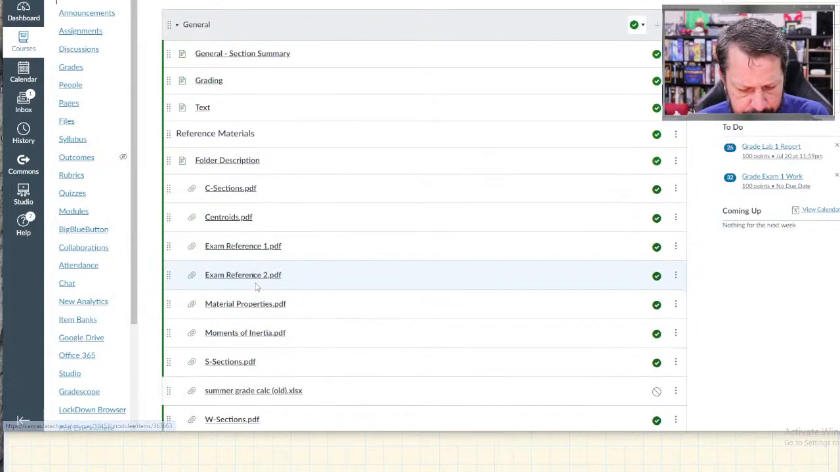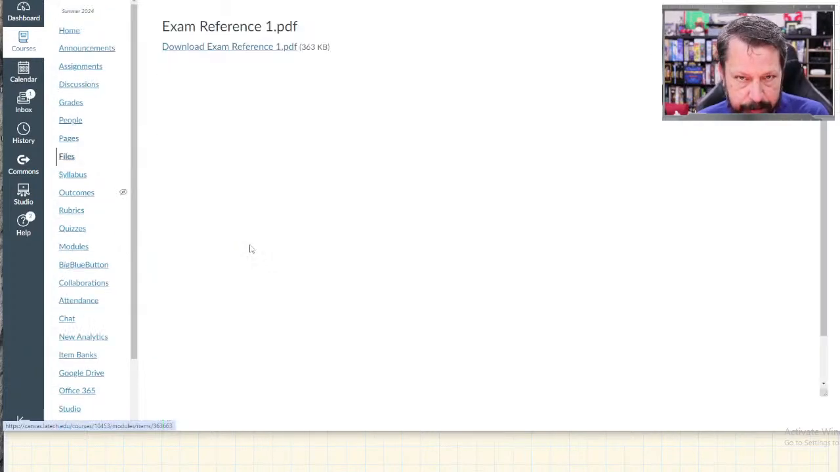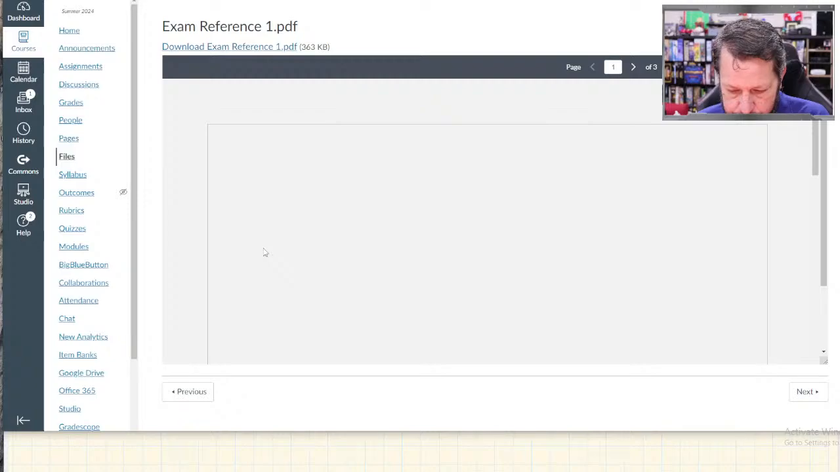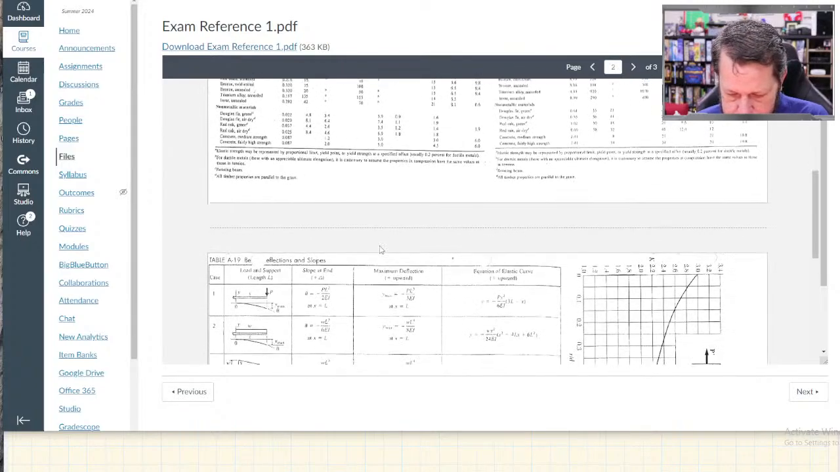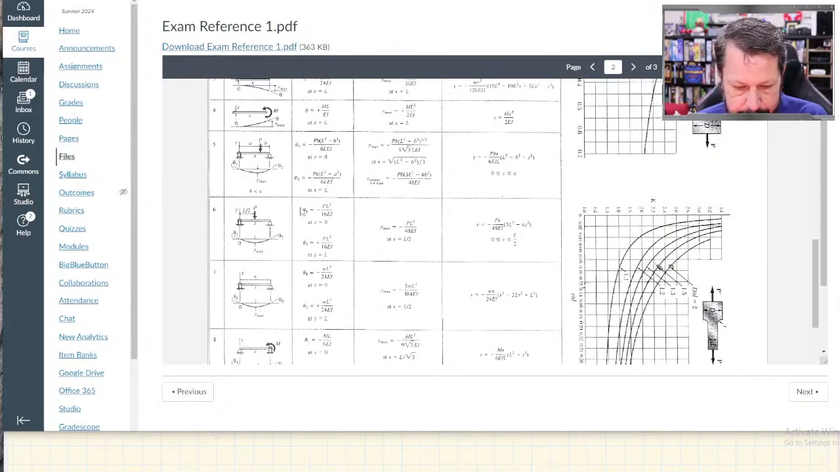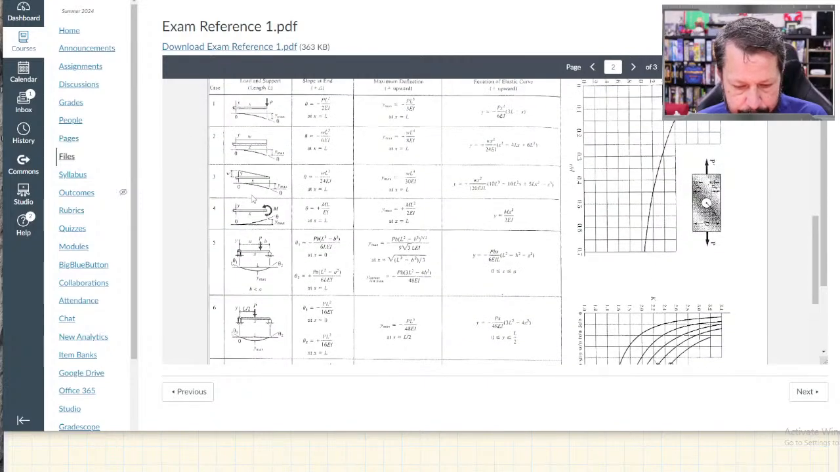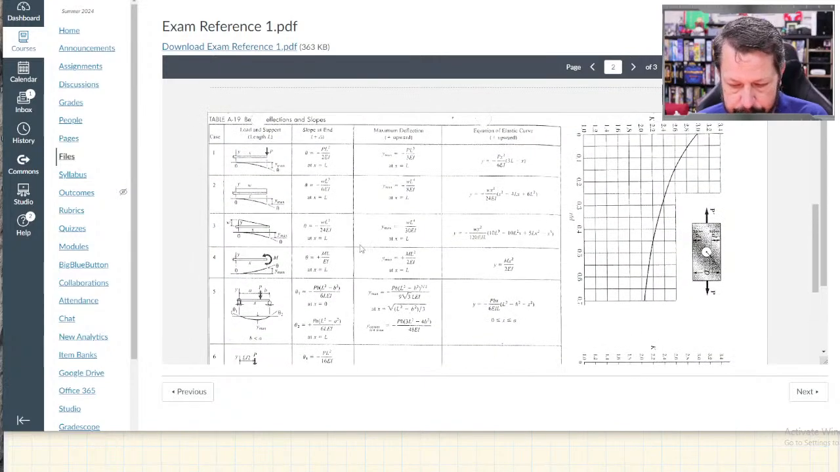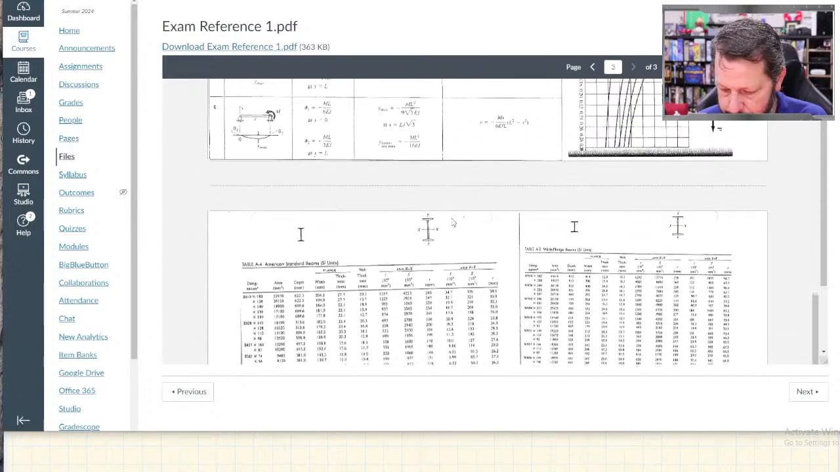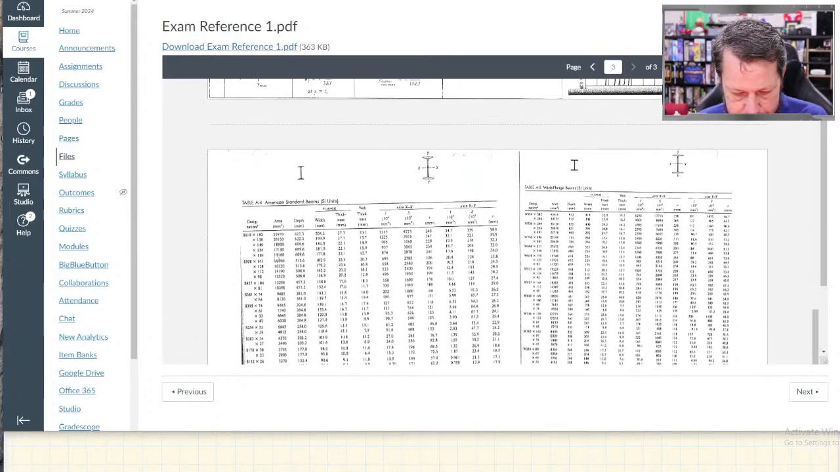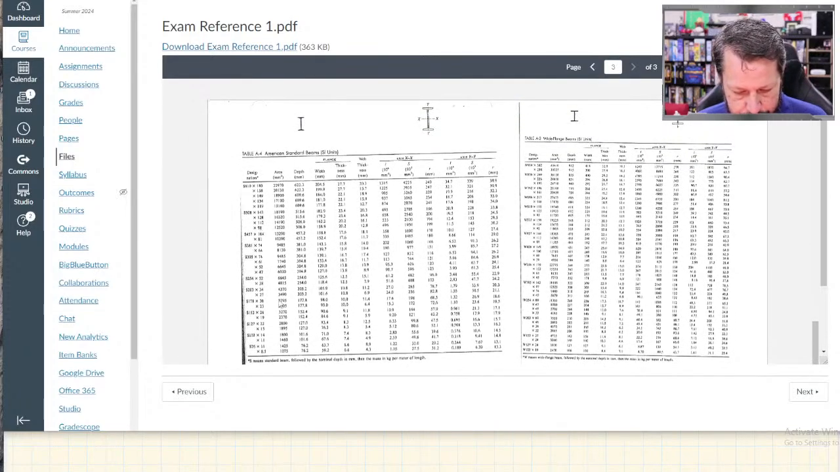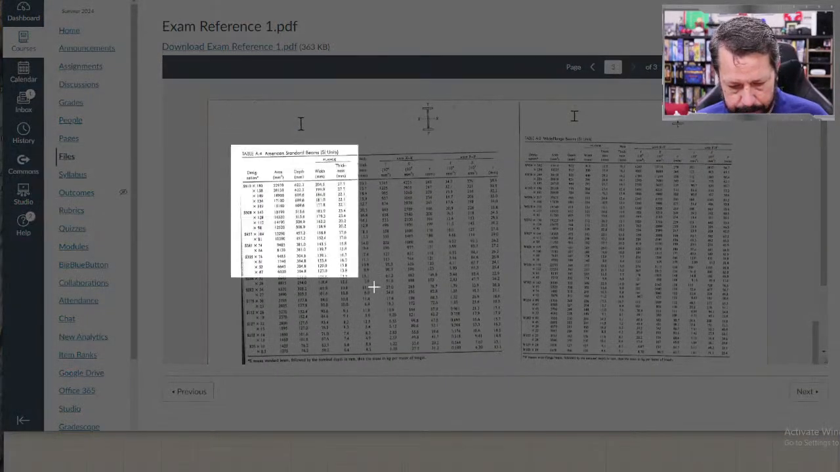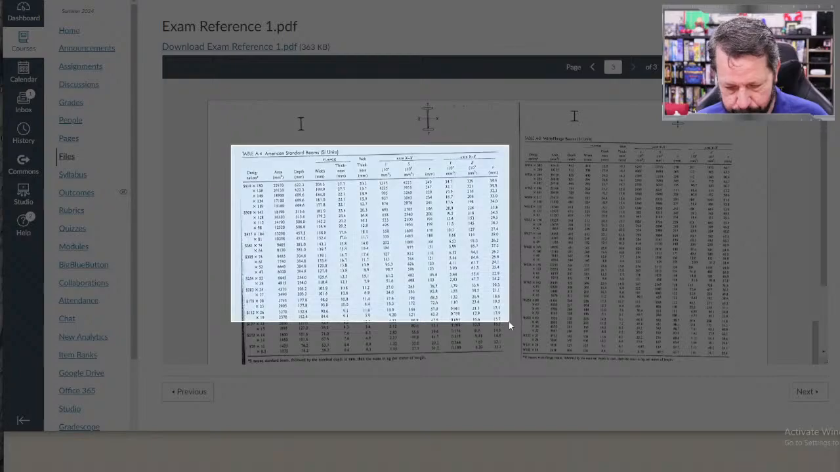So maybe, I don't know if it's in 1 or 2. Let's see if it's in 1. Material properties. We do need these. Those are the beam deflection equations. They're a little bit blurry on my copy, but WS, here we go. So we need this table. Let's make sure we get 152 in there.